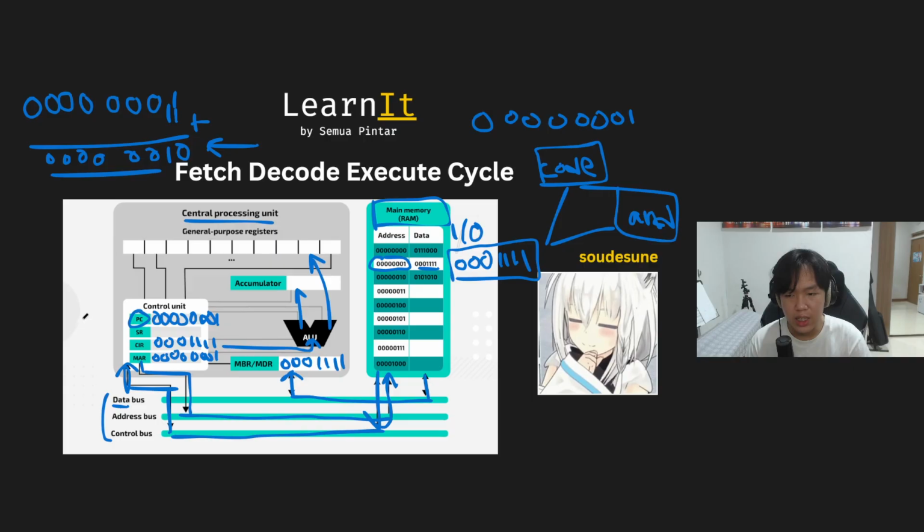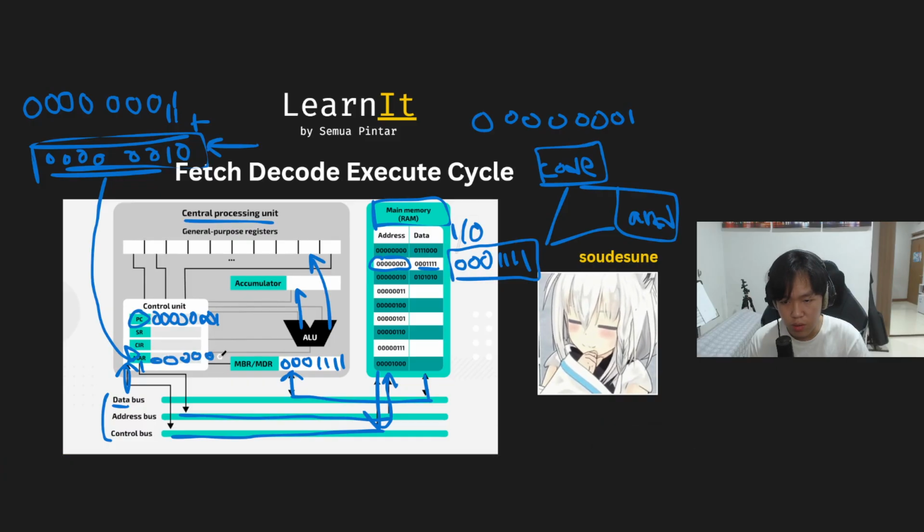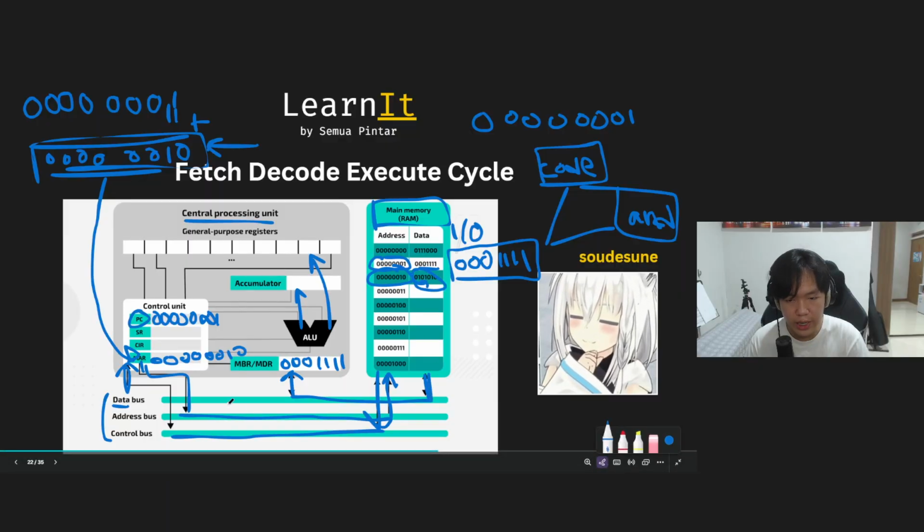The process repeats next with the PC, which has already incremented the address, copying to the MAR. So the MAR now changed its value to 00000010, and then it sends a signal to the RAM, and then it fetches it, and then it goes to the data bus, and then the data gets sent again to the MDR, and then it changes it, and so on. It rinses and repeats.